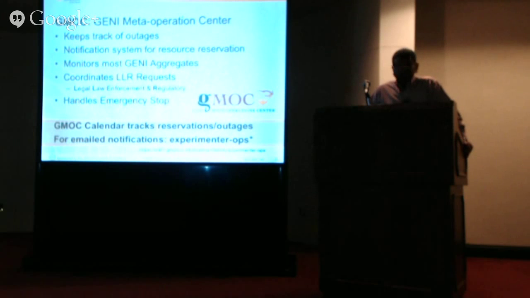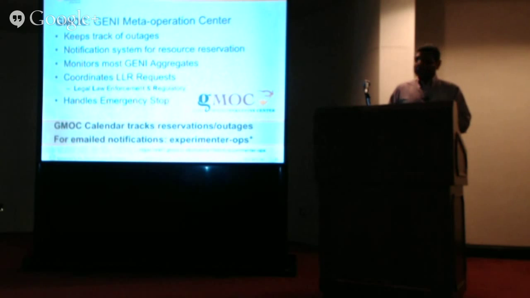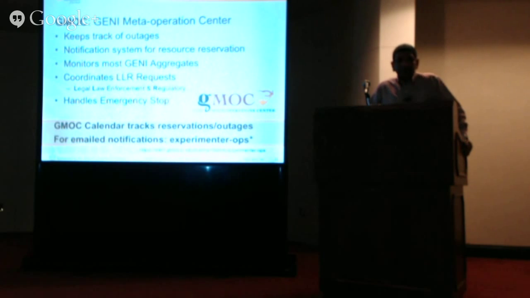They monitor all GENI resources. If there's a planned maintenance outage, the operators on campuses inform the GMOC, the operations center. There's a calendar where you can look to see which resources might not be available when. There's also a mailing list you can sign up for as an experimenter to be notified of planned outages.